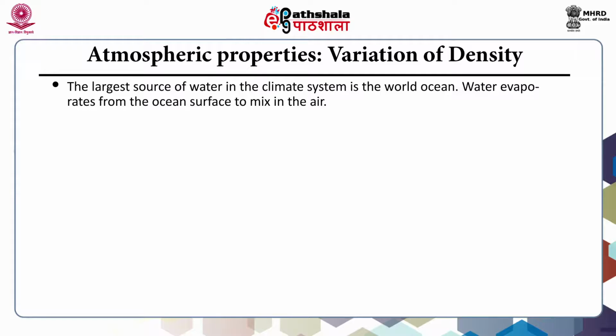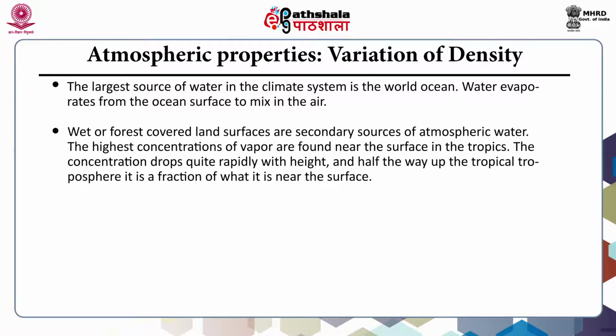The water evaporates from the ocean surface to mix in the air. Wet or forest covered land surfaces are secondary sources of atmospheric water. The highest concentration of vapor is found near the surface in the tropics. The concentration drops quite rapidly with height, and halfway up the tropical troposphere it is a fraction of what it is near the surface.